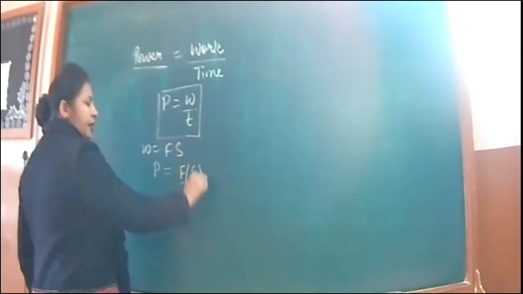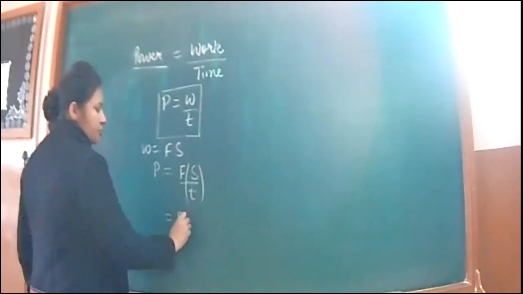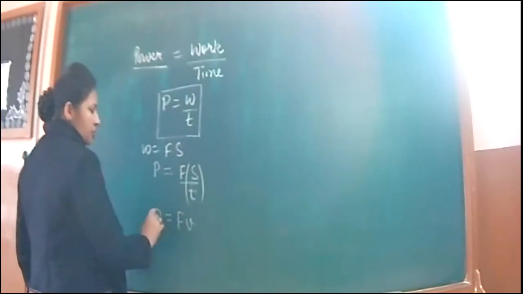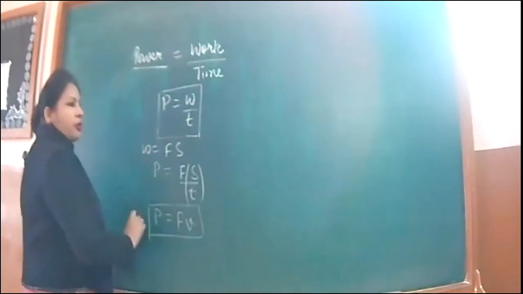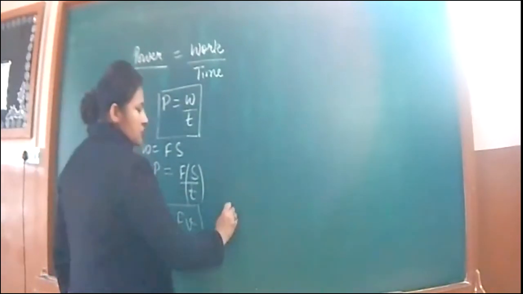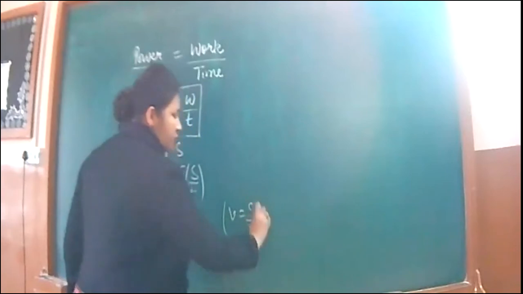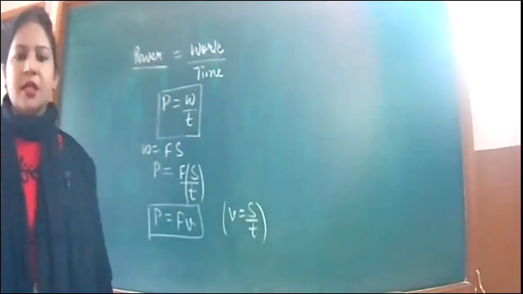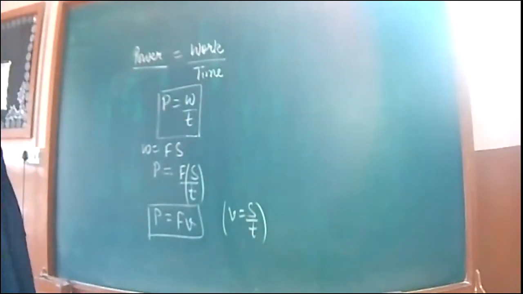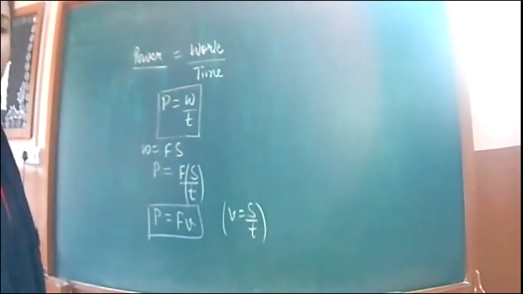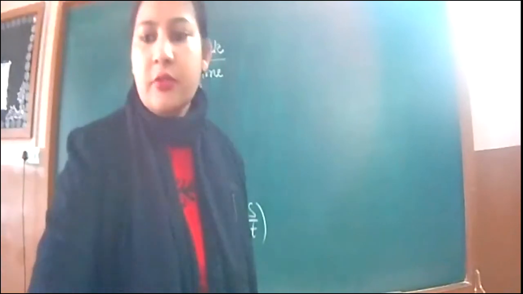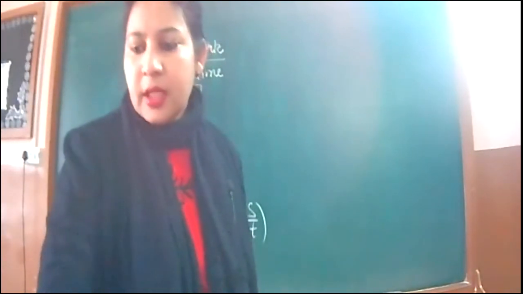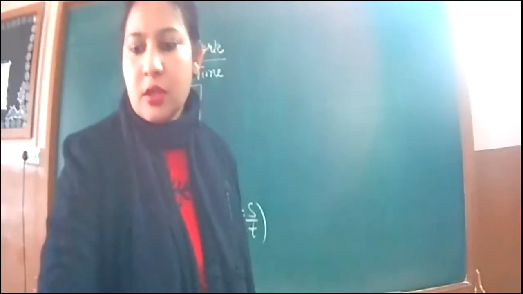Writing time under displacement and using displacement over time equal to velocity, we get one more formula of power. What we have used here: velocity is displacement upon time. So note down one more expression for mechanical power, that is force into velocity. That is force into velocity.